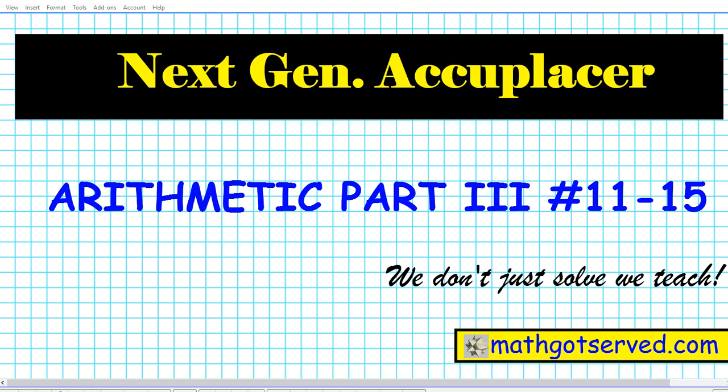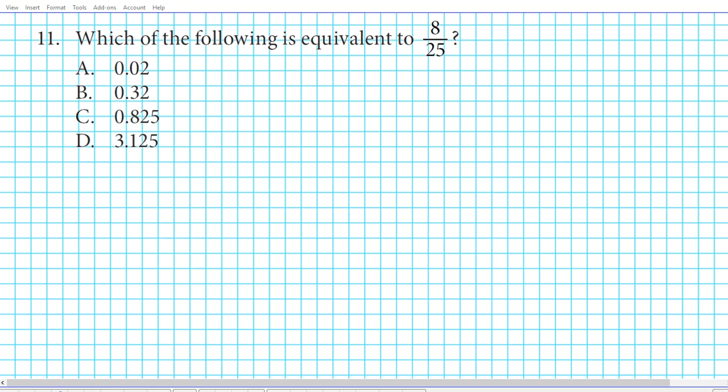In this clip, we're going to be going over problems 11 to 15 of the next generation Accuplacer Arithmetic test practice questions. Let's take a look at question number 11. It reads, which of the following is equivalent to 8 over 25?